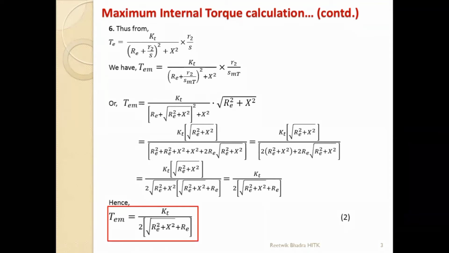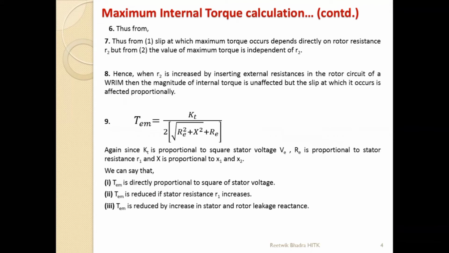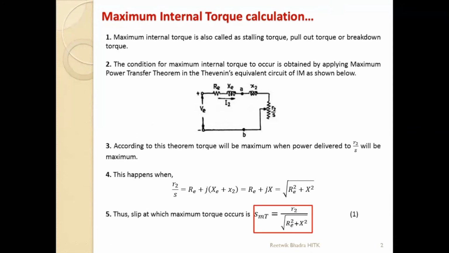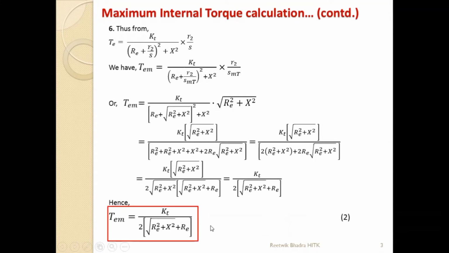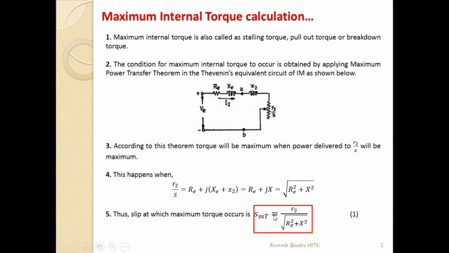I mean I'm asking for the semester exam. For MCQs, GATE and all, you will be using these formulas and solving problems. So you have to remember this formula, very important. TEM is equal to Kt by those terms. Now from here there are certain dependencies. We'll see the torque slip characteristics again. Now from these equations 1 and 2, this maximum torque equation and your maximum slip and maximum torque.